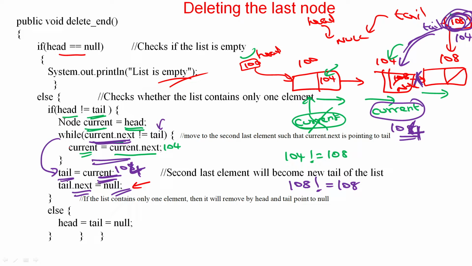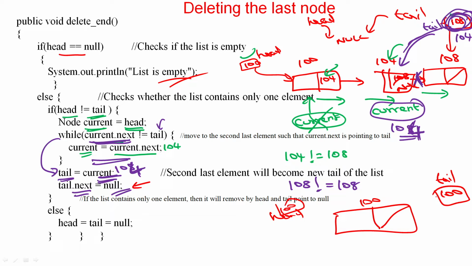Otherwise, if there is only one node, the address will be 100. Head is having 100, and tail is also having 100, so both are representing the same node. That means only one node is available. Then if you make head null, and tail also null, this link will be deleted. So automatically the node will be deleted from the list.